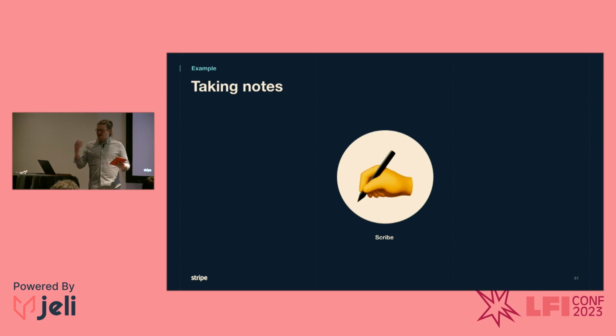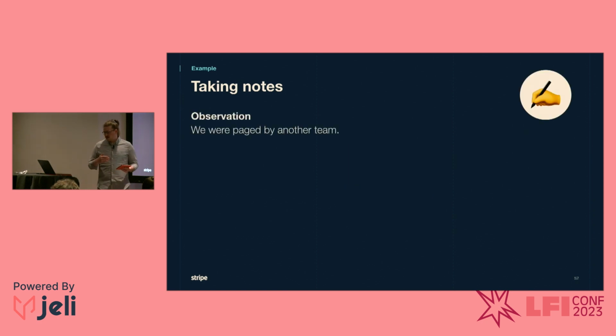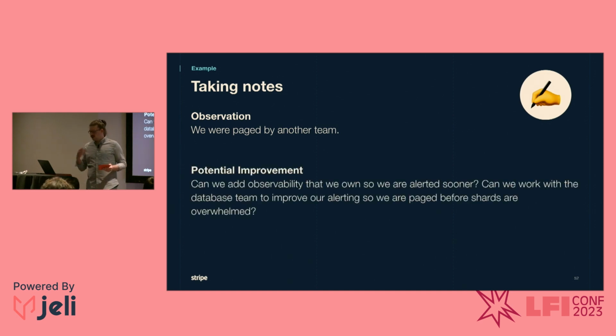Great, so now let's actually look through what got written down and how this translates into the work that we're going to get out of it. So your scribe first writes down that we were alerted of this because we were paged by another team. And while that's not always a bad thing, one thing we could investigate is could we add observability so we can own this type of alerting in the future?